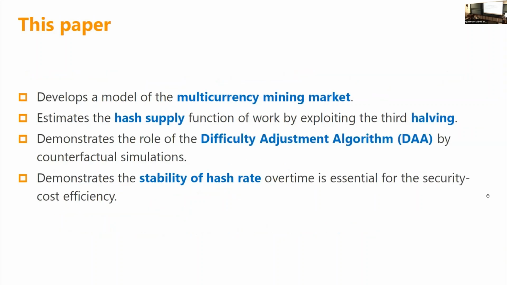In this paper, we develop a model of a multi-currency mining market, because analysis of such a market is essential for studying the security. We estimate the hash supply function by exploiting the third halving, which happened in 2020. We also demonstrate the role of the difficulty adjustment algorithm, which maintains the block arrival rate at once every 10 minutes. Depending on the choice of the difficulty adjustment algorithm and miners' behavior, the stability of the hash rate is affected a lot, and this stability is essential for the security cost efficiency.